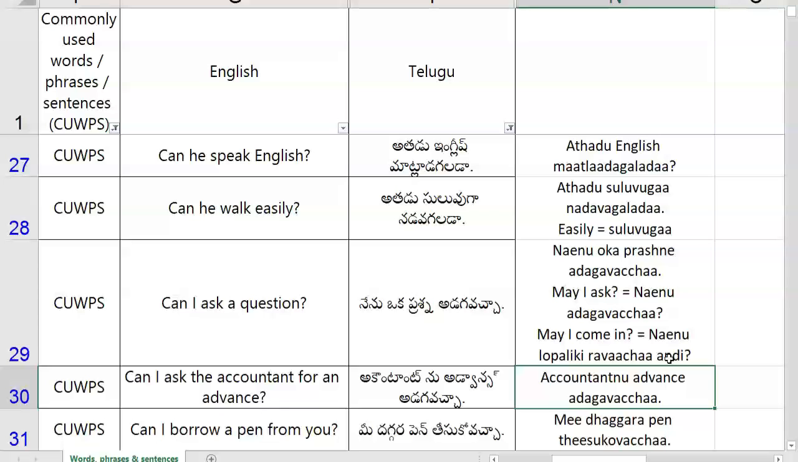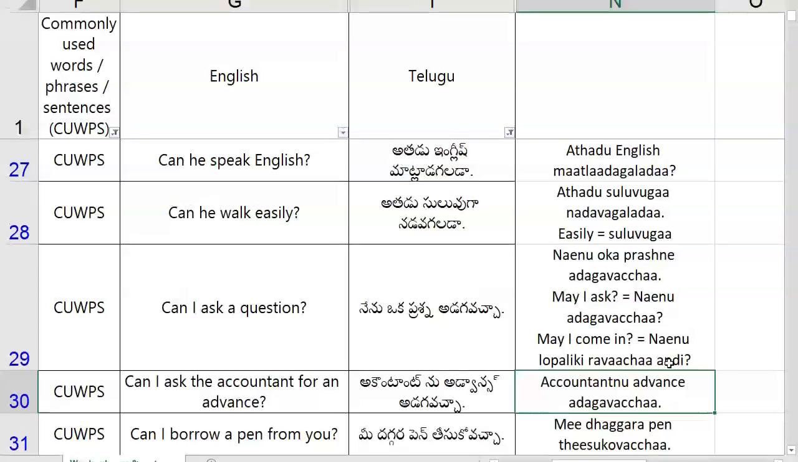So here, can I ask the accountant means accountant nu adagavacha, it is like permission. Advance means you can say advance amount only, but if you want you can use the word డబ్బులు, కొన్ని డబ్బులు అడగవచ్చా. కెన్ ఐ బారో ఎ పెన్ ఫ్రమ్ యూ, మీ దగ్గర పెన్ తీసుకోవచ్చా. Can I borrow means నేను అప్పు తీసుకోవచ్చా. Actually it gives that kind of meaning, can I borrow, నేను అప్పు తీసుకోవచ్చా.